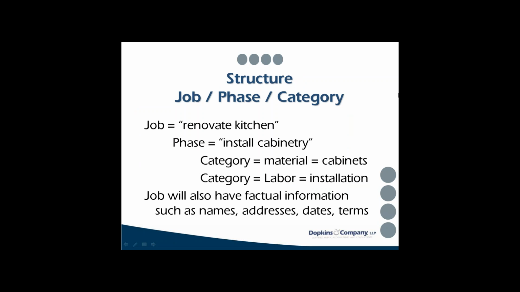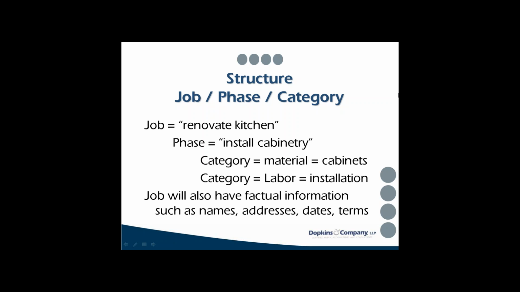Typically, in a job costing environment, you would have something like this, a job, phase, category structure. So in the example I gave earlier, our job might be renovate the kitchen. That's what we're trying to accomplish. That's our goal. And that's what we're going to get paid for, renovating the kitchen. However, that's made up of multiple phases, one of which might be install the cabinetry. One might be do the plumbing. One might be gut the old kitchen. One might be put in the appliances. One might be put in the electrical.